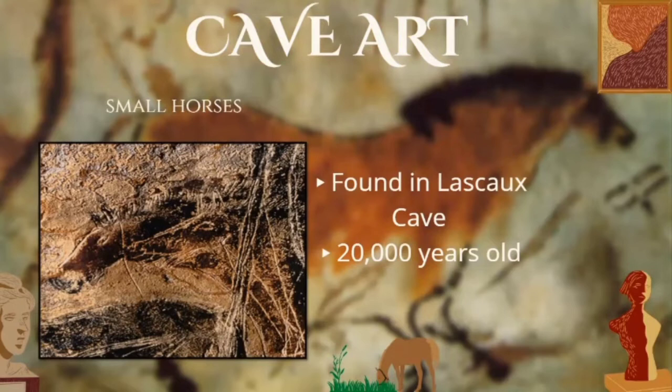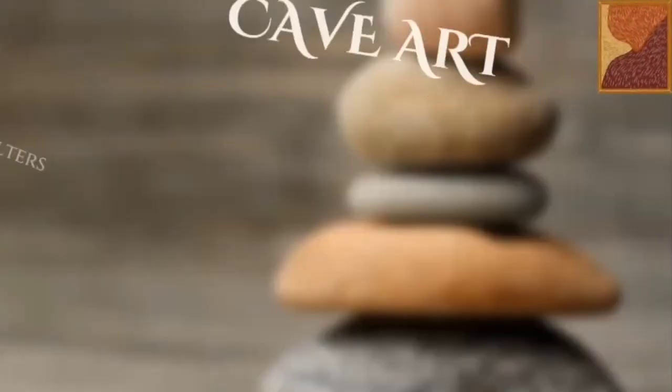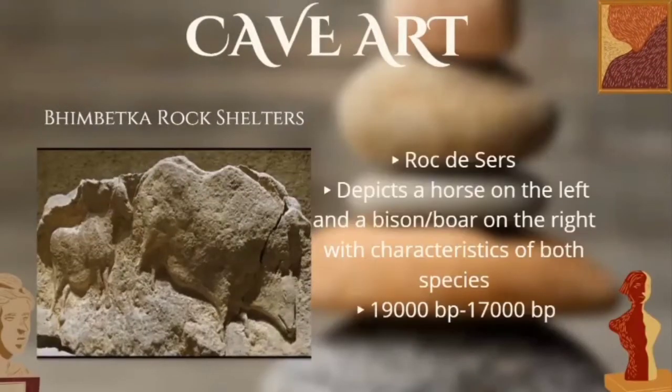And lastly is the relief sculpture. Dito sa relief sculpture, yung raw materials or yung rock na mismo yung ginagamit nila para mag-form ng isang art. Example of this is the Bhimbetka rock shelters. It is found in rock deserts. It depicts a horse on the left and a bison or boar on the right, which with characteristics of both species. Dated up to 9,000 before present to 17,000 before present.